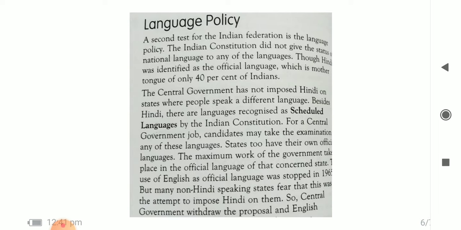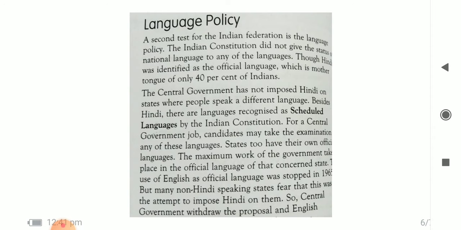According to the Constitution, the use of the English language for official purposes was to stop in 1965. However, many non-Hindi speaking states demanded that the use of English continue. In Tamil Nadu, this movement took a violent form and the central government responded by agreeing to continue the use of English along with Hindi for official purposes.